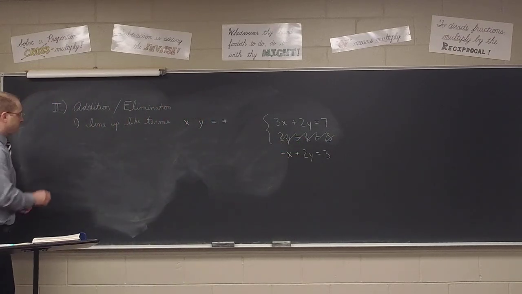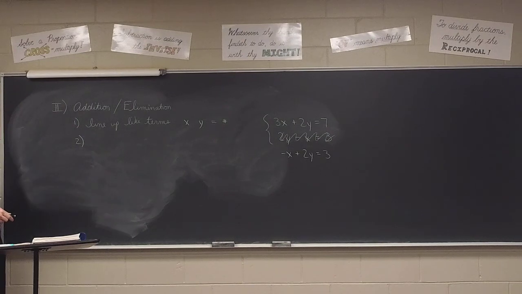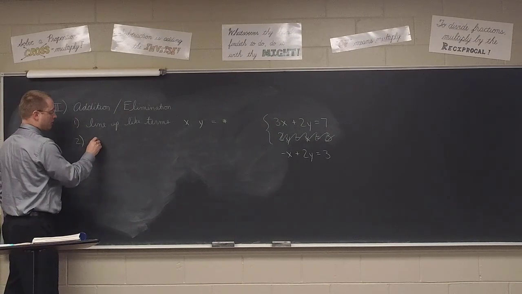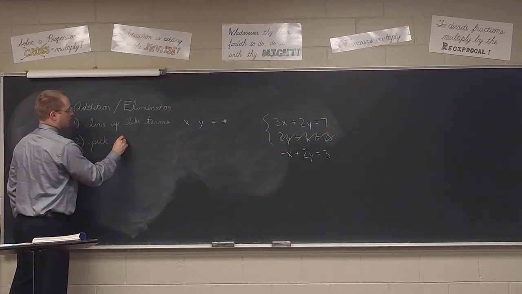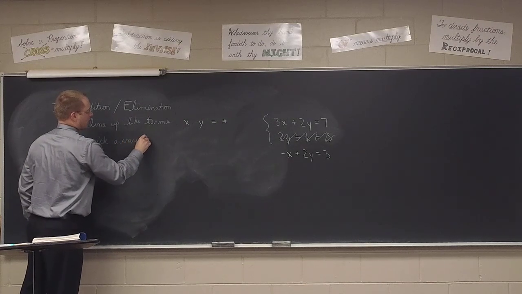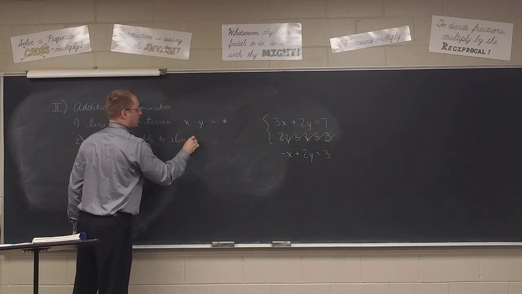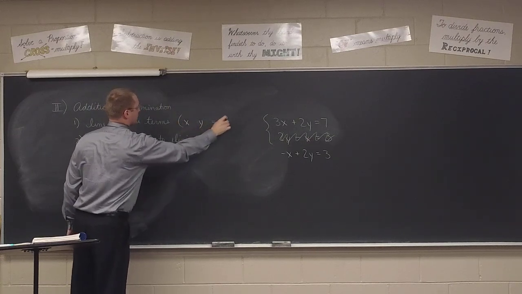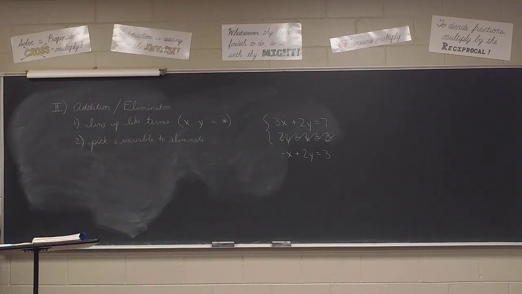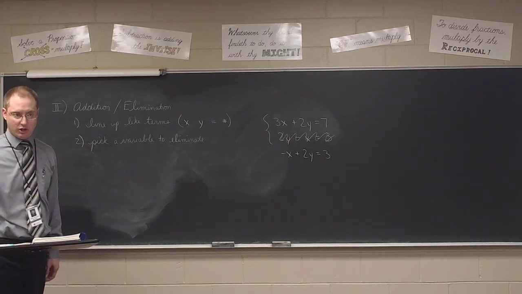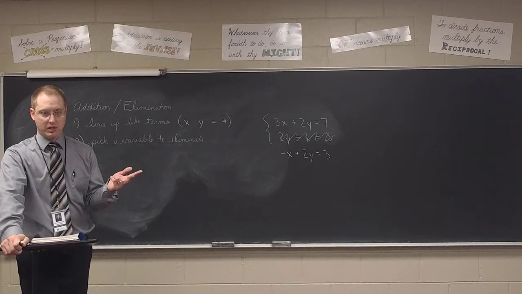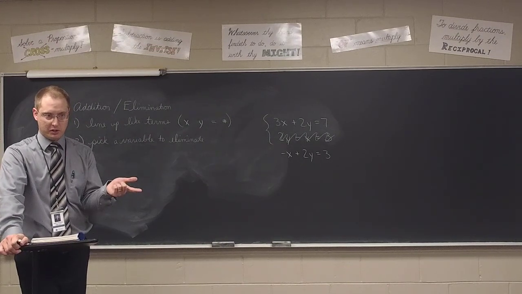Step number 2 is to pick a variable to eliminate. This is why our text refers to this as the elimination method. It comes down to this, class. We're used to solving equations, but we're not used to having 2 letters. We're used to having 1. Usually we're used to having x, correct?